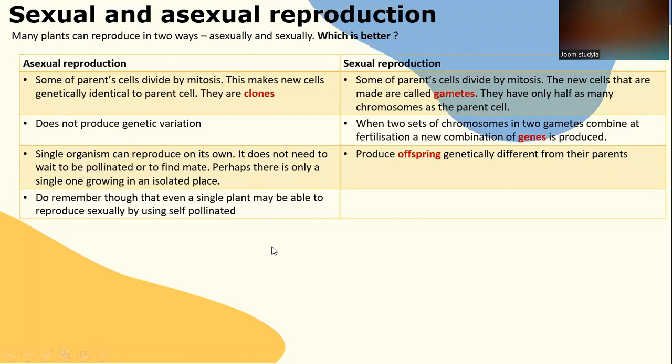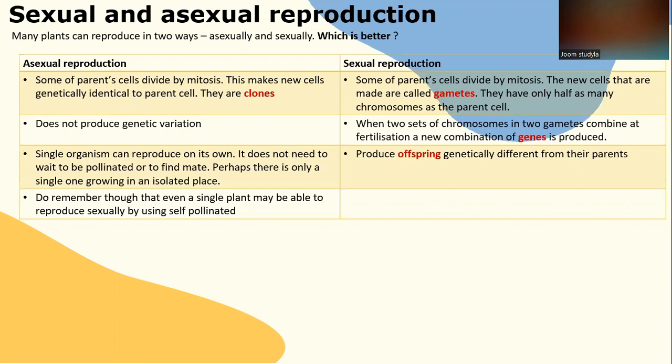In asexual reproduction, some of the parent cells divide by mitosis. This makes new cells genetically identical to the parent cells. They are cloned. Asexual reproduction does not produce genetic variation. Also, a single organism can reproduce on its own. It does not need to wait to be pollinated or to find a mate. Perhaps there is only a single one growing in an isolated place. And please do remember, though, that even a single plant may be able to reproduce sexually by self-pollination.